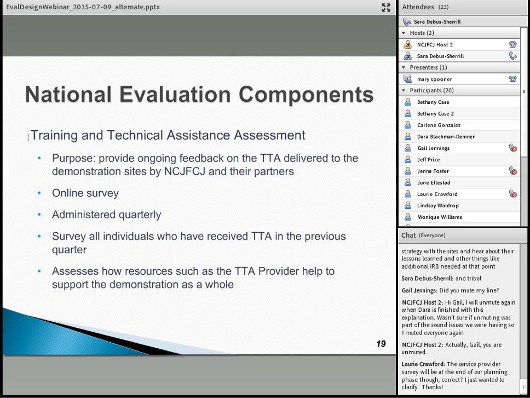And then those other pieces, they're really about understanding and measuring things that the demonstration sites are doing. But we also have this component on the training and technical assistance piece. The purpose of this is to provide ongoing feedback on the TTA delivered to the demonstration sites by the council and their partners. And this is an online survey that will be administered quarterly, and it will be sent to any individuals who've received TTA in that previous quarter. And it's really to help us understand how resources like the TTA provider help to support the demonstration as a whole.